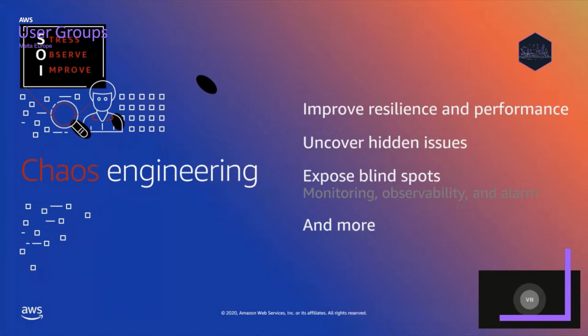Chaos engineering helps you expose those blind spots that you may not have tested for because you didn't know what to test for. It helps you uncover hidden issues that you don't know about. And because of this, it helps you improve resilience and performance of your application. There's many more other things that it helps you do. So what you do with chaos engineering, you stress your application and then you observe what it does. And based on what you've observed, you then improve your application. When we look at the demos later, you'll see how we plot this all out, and each of these things that I'm talking about, you'll see how we do each of those.